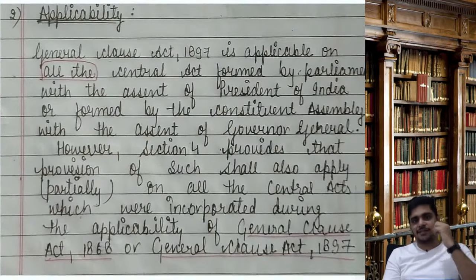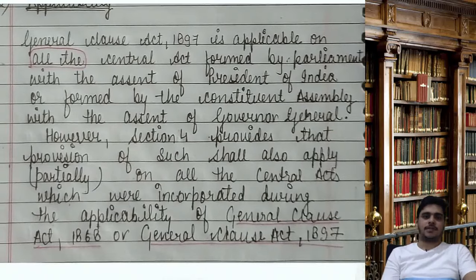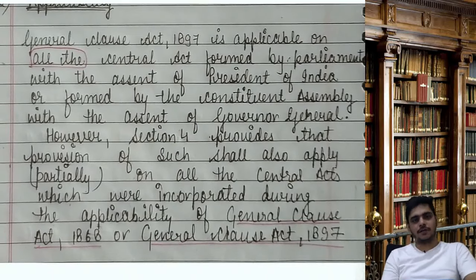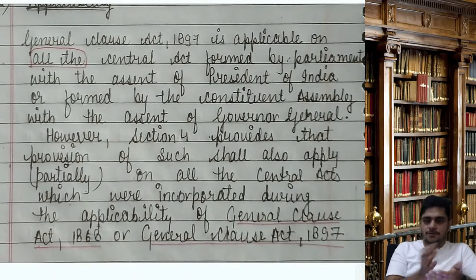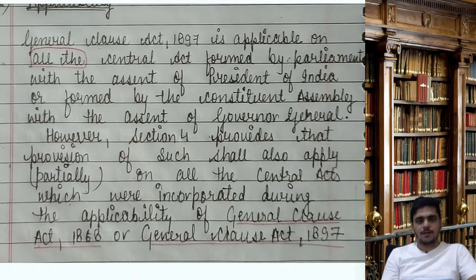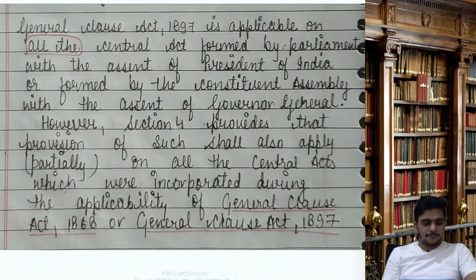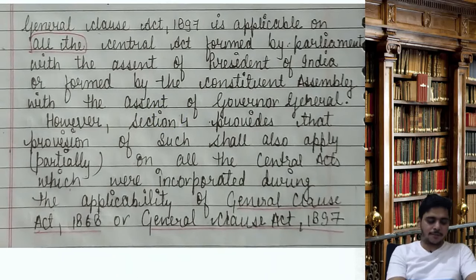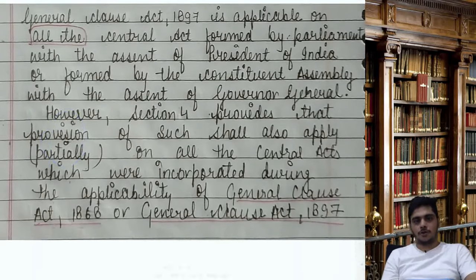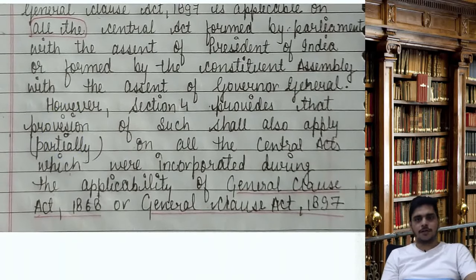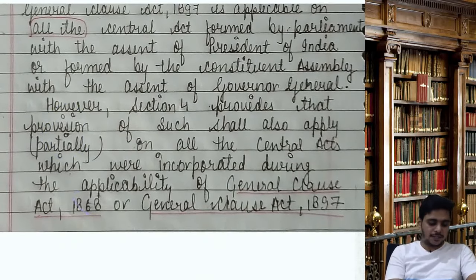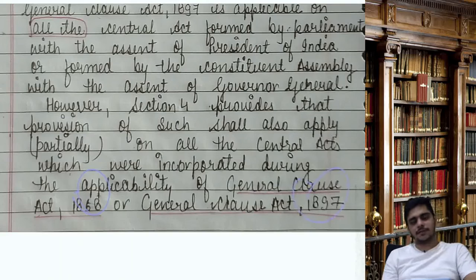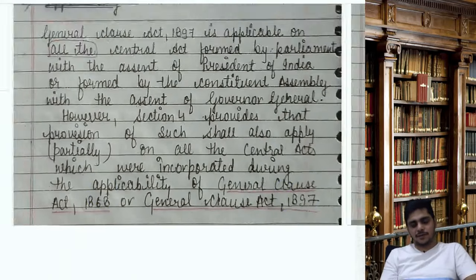So GCA 1897 is applicable on all the Central Acts formed by the Parliament with the assent of the President of India, or formed by the Constituent Assembly with the assent of the Governor General. Understand? Pre-Republic and post-Republic. However, Section 4 provides that the provisions shall also apply partially on all the Central Acts which were incorporated during the applicability of GCA 1868 or GCA 1897. So it will be applicable partially, not completely. Never, they will never ask in the exam.